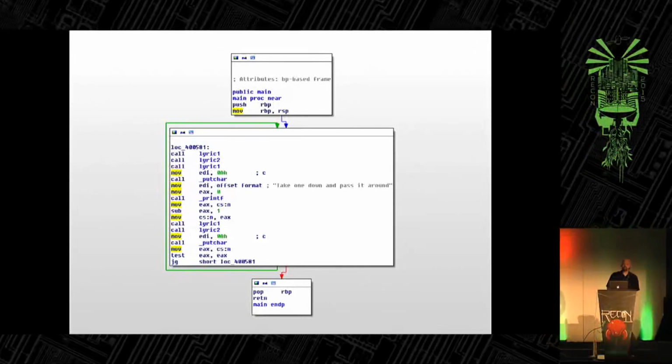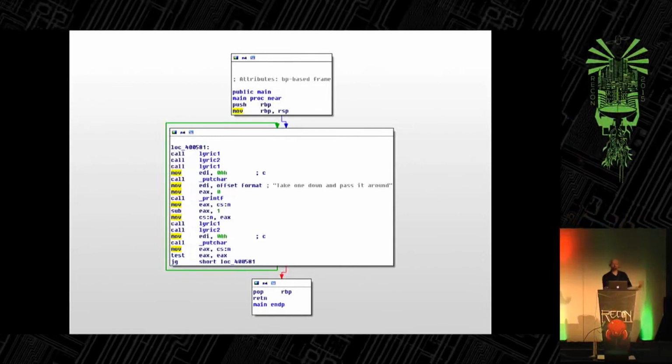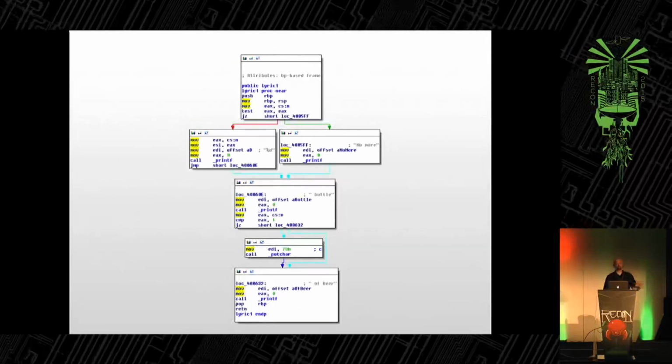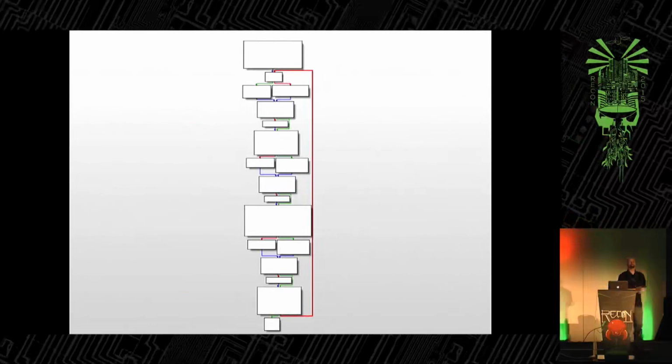So if we had written that 99 bottles of beer on the wall program in C and compiled it, it would look something like this for our main routine, which just calls some of the lyrics. The first set of lyrics look like this. The second set of lyrics look like this. If you didn't use any functions, your 99 bottles of beer on the wall program would look like this in C. So really clear, concise, easy to understand and interpret control flow graph here.